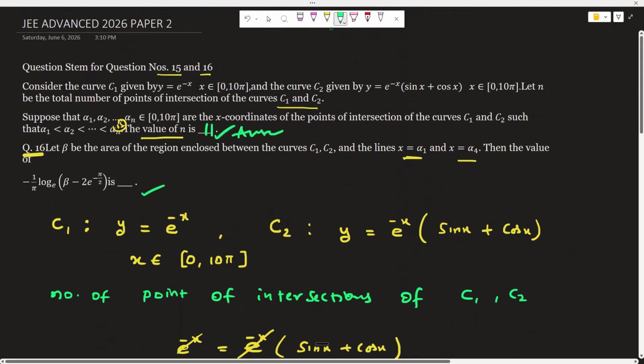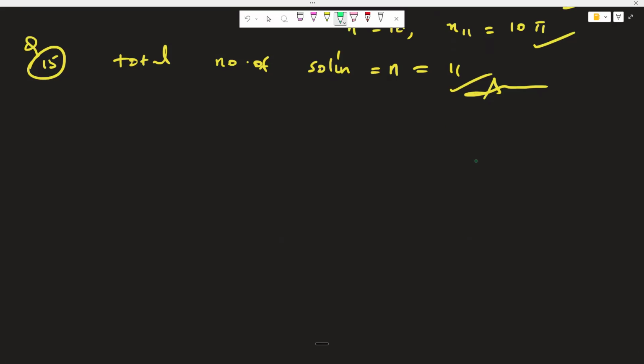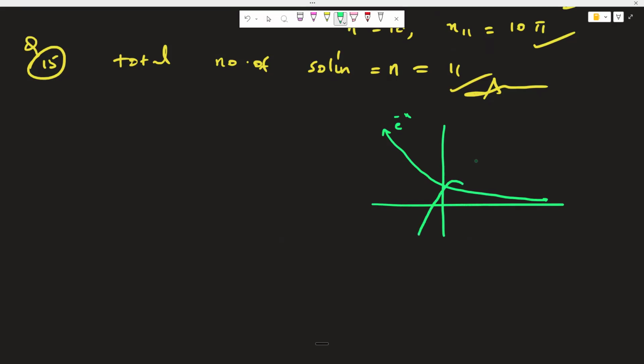Next, we are going to calculate this part, beta. Beta is the area between the curves C1 and C2, alpha 1 and alpha 4. If you observe the graphs, how will it look? This is e power minus x, e power minus x, and this is e power minus x, or you can simply say C2, it is C1. And from here it is moving like this.